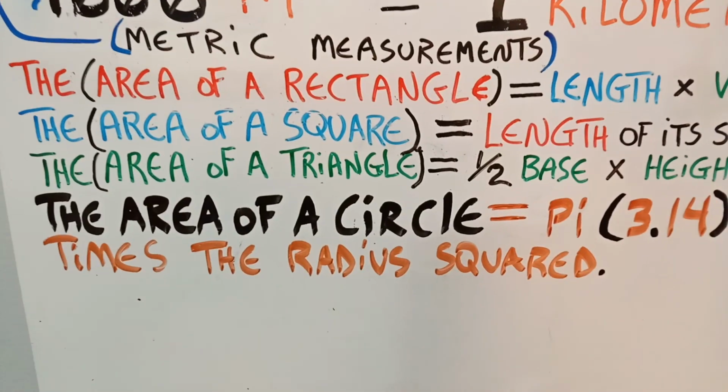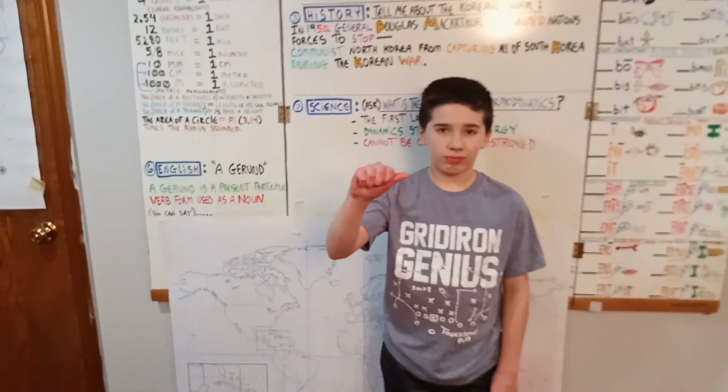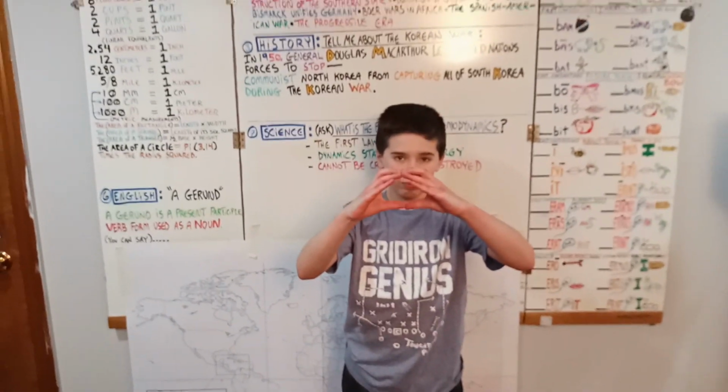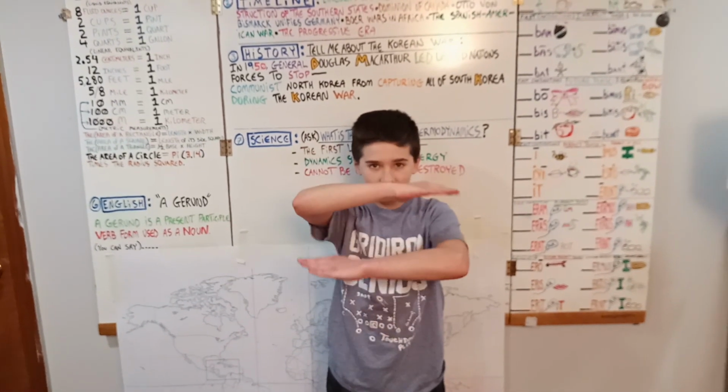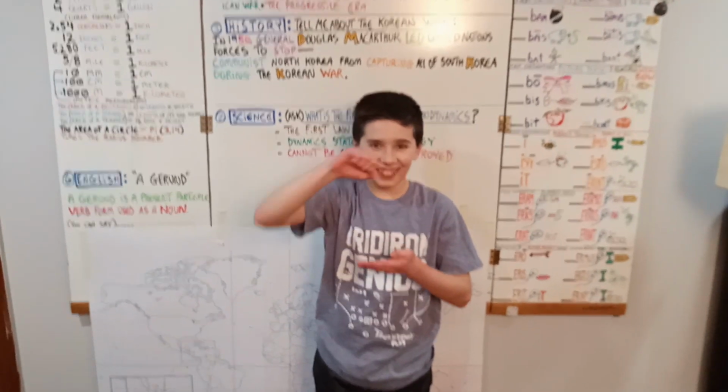Math, we're going to continue our song. We will measure you. This week's the area of a circle. So we'll do A for area. Then we'll make a circle. Then we'll do the sign for equals. And then pie, we're going to eat that yummy pie.